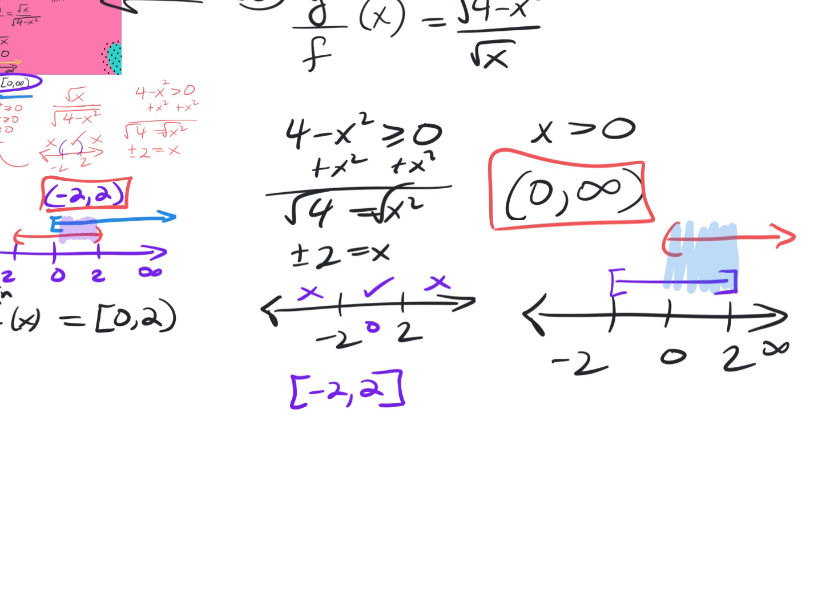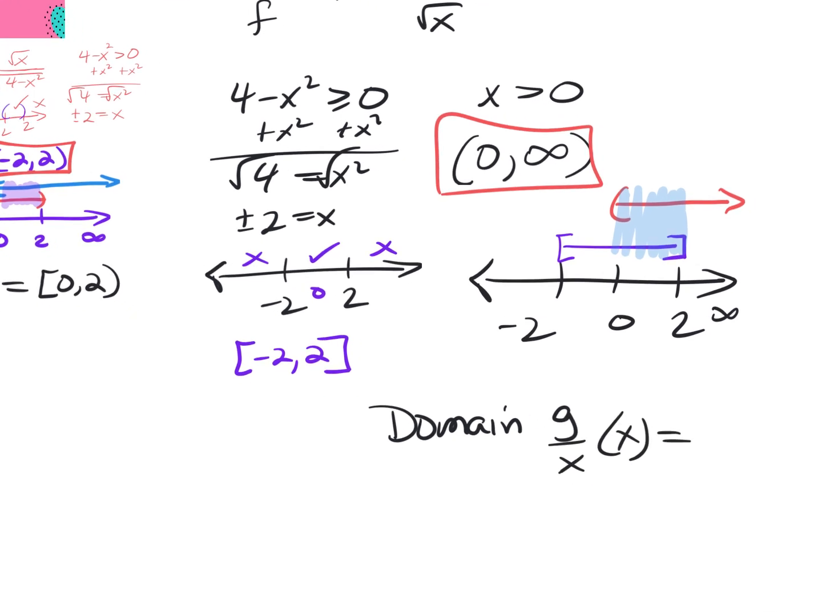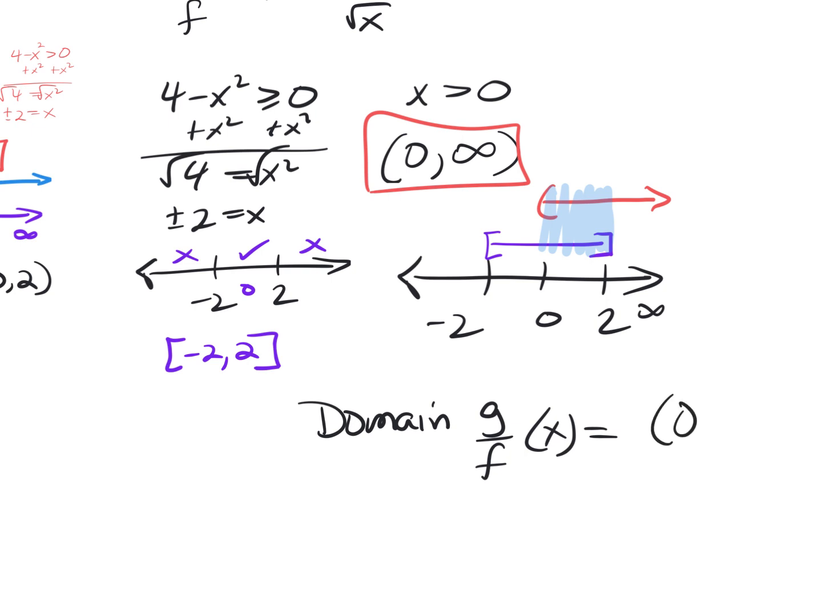So my final domain, so the domain of my combined function, where g of x is divided by f of x, let me fix that and make it an f. My domain is going to be from 0 up to the 2, and the 2 gets a bracket. Because of the parentheses here, or again, you can think of this as an open circle, I can't include 0 because 0 makes my combined function undefined.